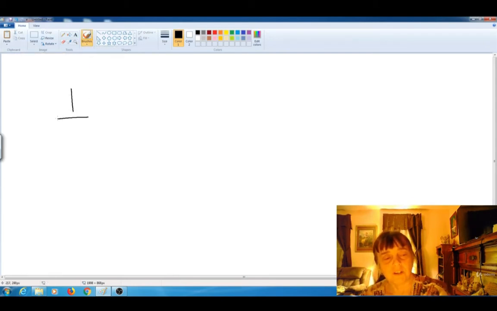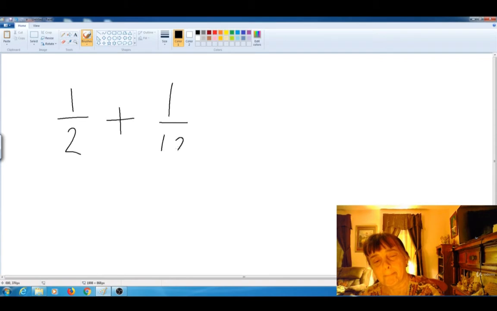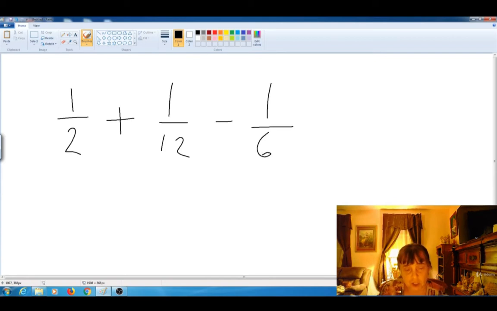Now let's work another problem with adding fractions with unlike denominators. Our denominators are 2, 12, and 6. Our highest denominator is 12. 12 divided by 2 is 6 times, 12 divided by 6 is 2 times. So we make our common denominator 12.